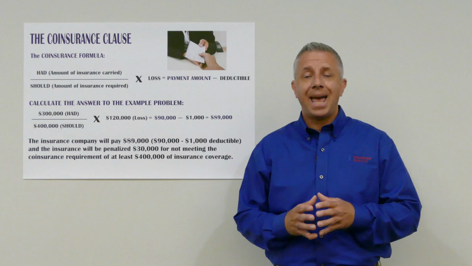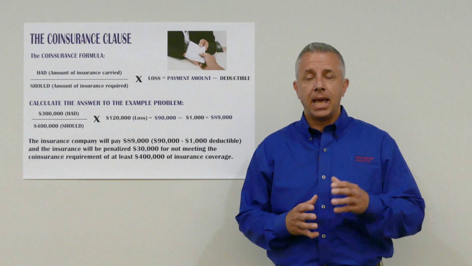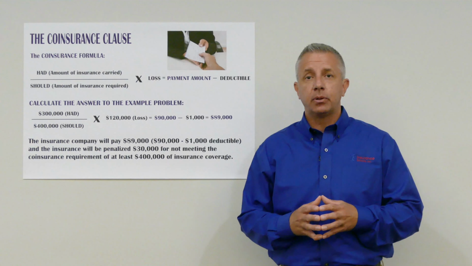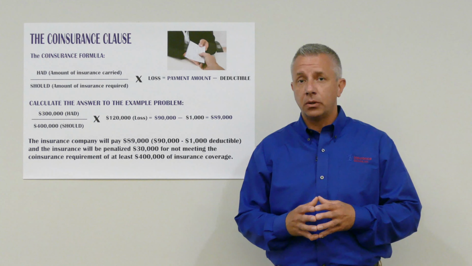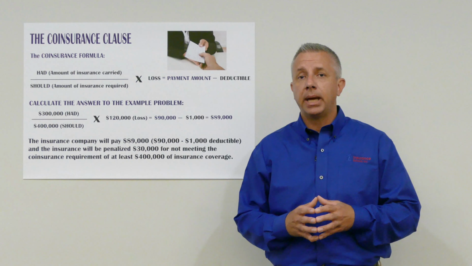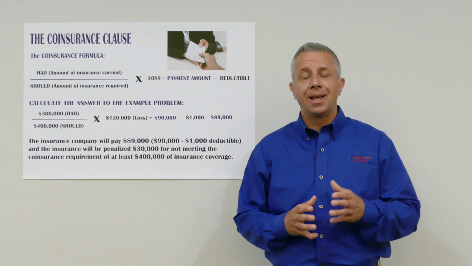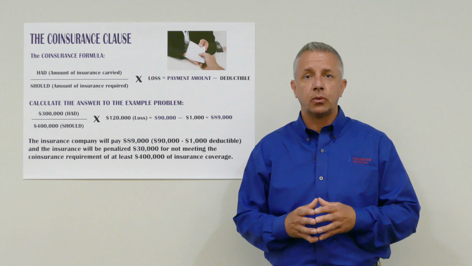If the insured had met the coinsurance requirement and insured their property for 80%, or $400,000, the insured would have met the coinsurance requirement and they would have been paid $120,000 less the $1,000 deductible, for an amount of $119,000.